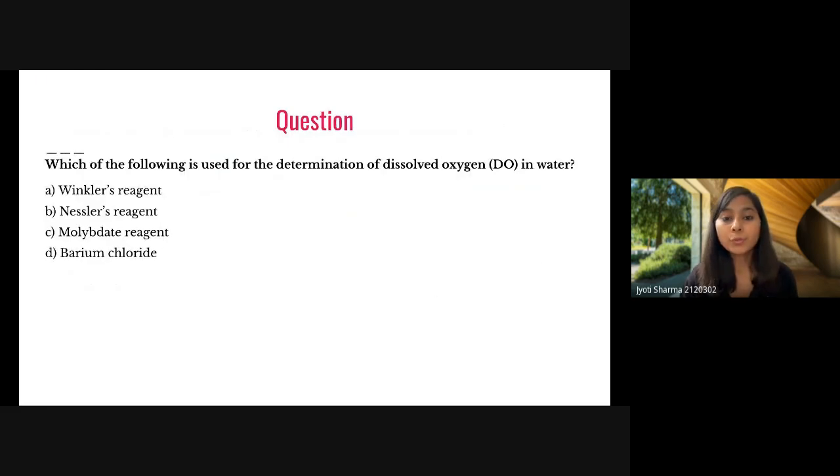Now, if we have any water body, let's say a lake, a pond, or a river, the health of that particular water body we can check using one indicator, and that indicator is dissolved oxygen. If you have dissolved oxygen near 40 mg per liter, then you can say your water is healthy.